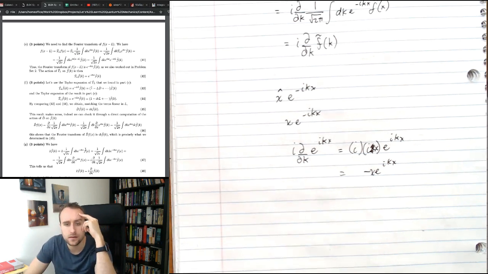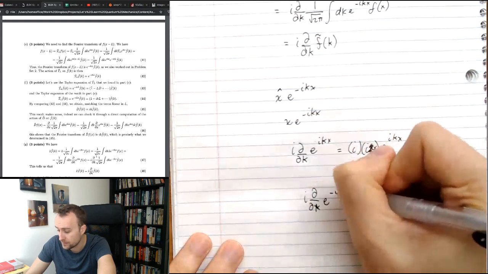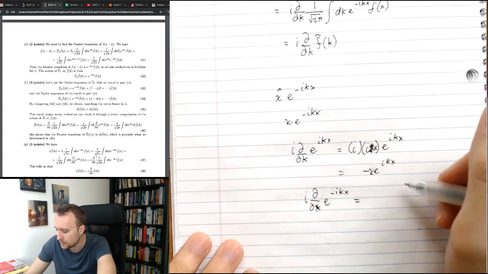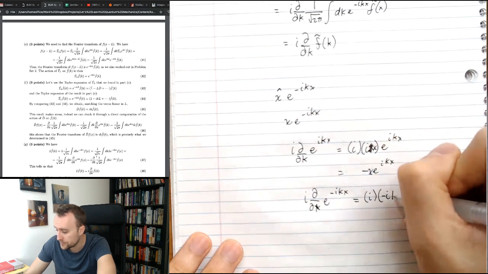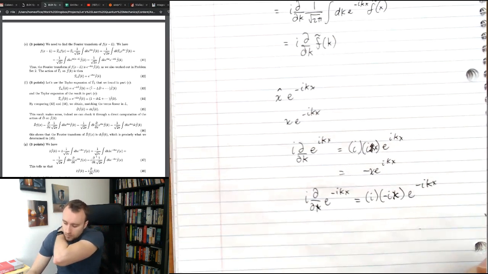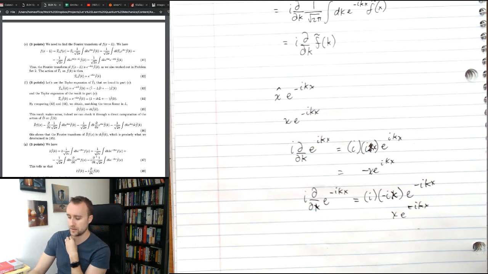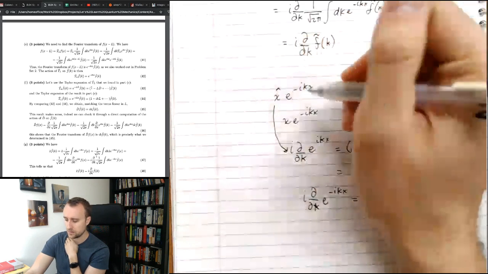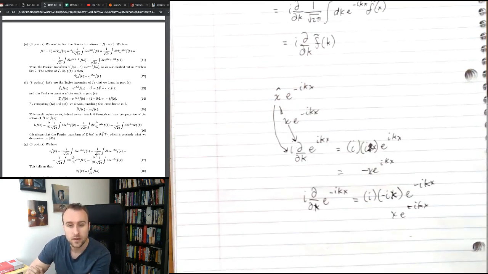How are they getting that? I think this must just be a typo, because if we look over here, they've preserved it. So I think they must have forgotten to put the minus sign here. So if we have I partial derivative with respect to k of e to the negative I k x, then what would we get? We would get I times negative I x e to the negative I k x, and this would be equal to x e to the negative I k x. So essentially we are substituting this for this.